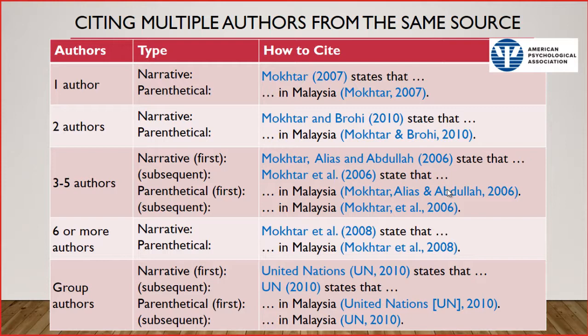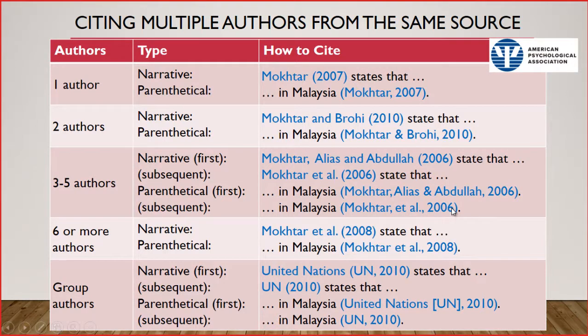But after that, if you happen to use this again, you want to use the parenthetical subsequent, you have Muhtar, comma, et al. Okay, Muhtar et al. Okay, I think this is a mistake. It's Muhtar et al. There's no comma here. Sorry, Muhtar et al. So I will correct this in the slides. Okay, Muhtar et al. There is a mistake here. Sorry, there's no comma here. Muhtar et al. dot, then comma, 2006.